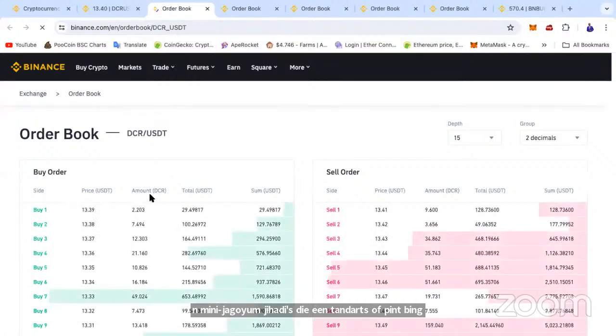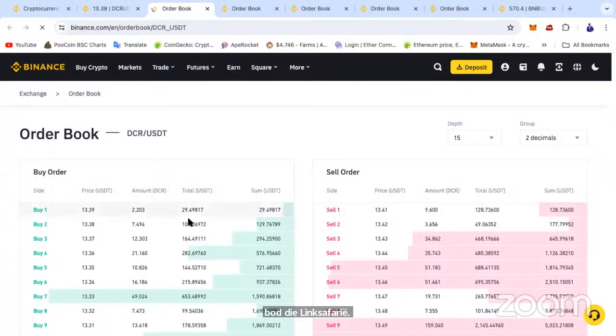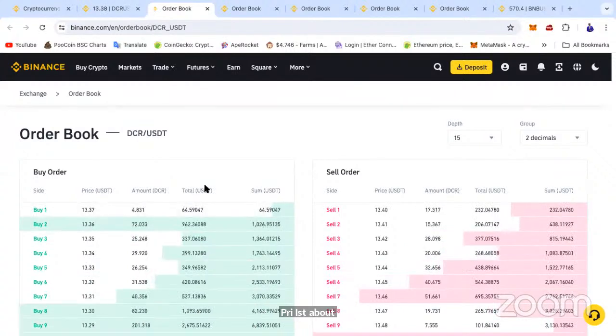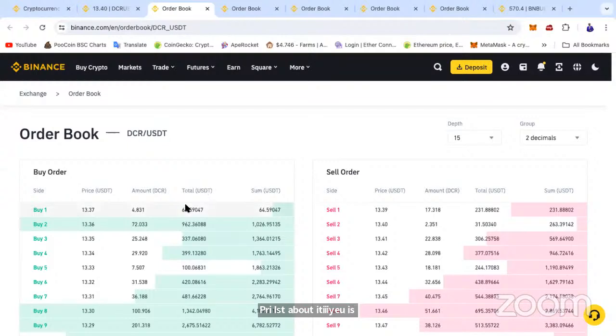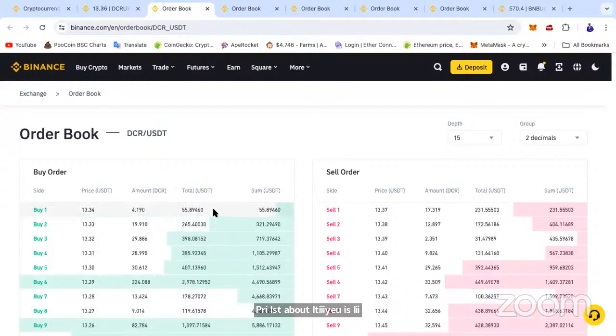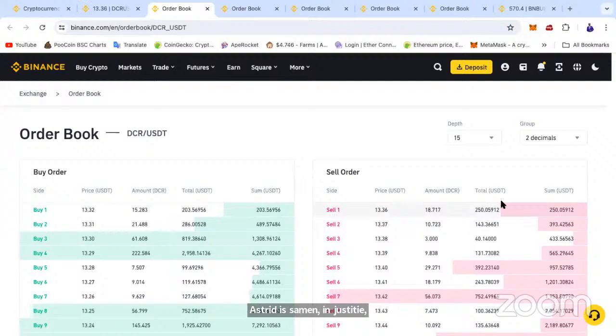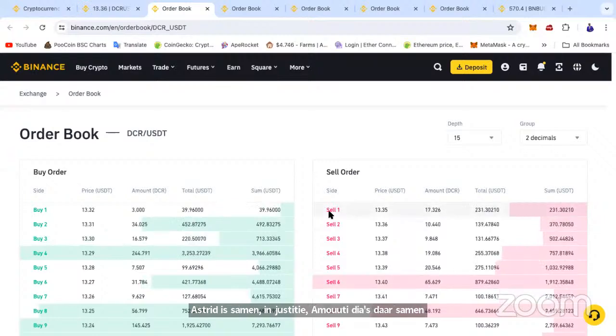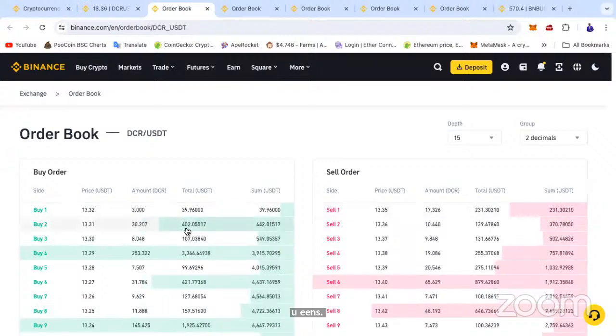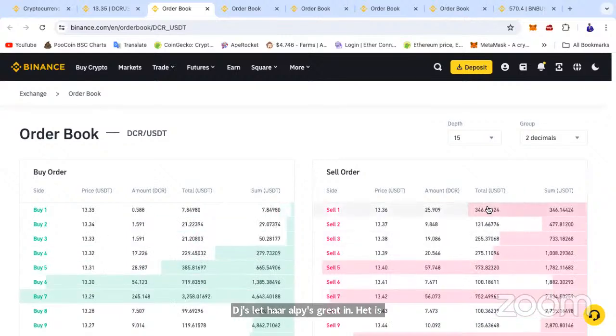Price, amount in DCR, total in USDT, sum in USDT. Amount in DCR, total in USDT, sum in USDT. Is that hard? I hope it is clear for you. You just follow through. It is very clear.